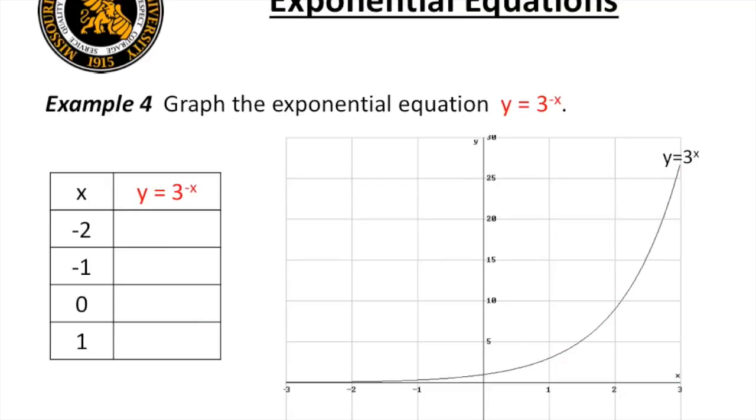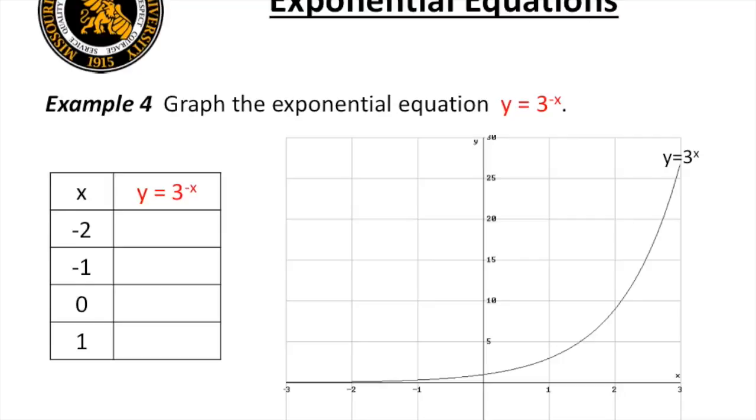In example 4, we graph the exponential equation y equals 3 to the negative x power. Notice that the exponent is now a negative x. That is different from the graph of y equals 3 to the positive x that we saw in the previous example. So notice that the graph of y equals 3 to the x power remains on our coordinate system so that we can see how changing that exponent to a negative x impacts our graph.